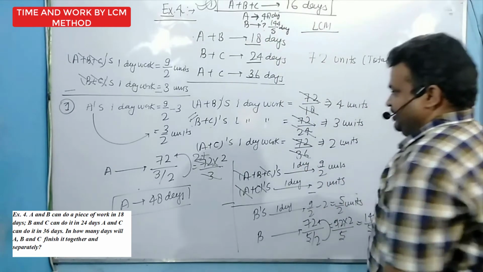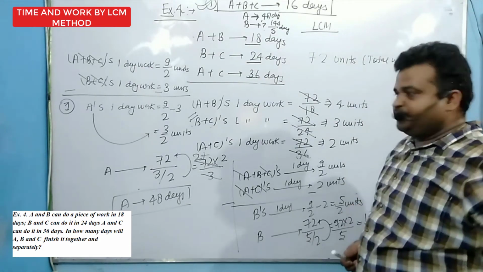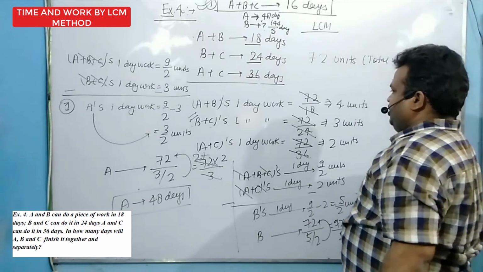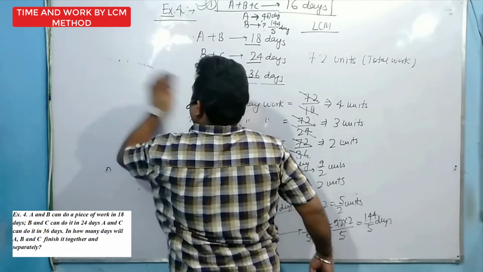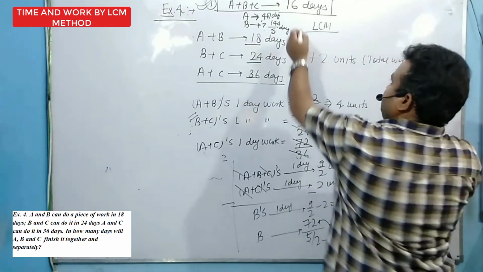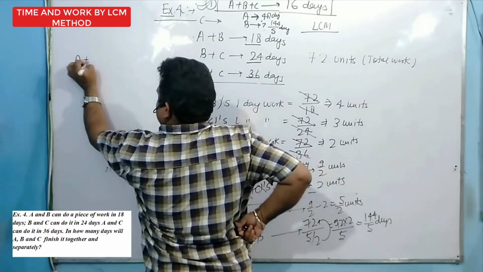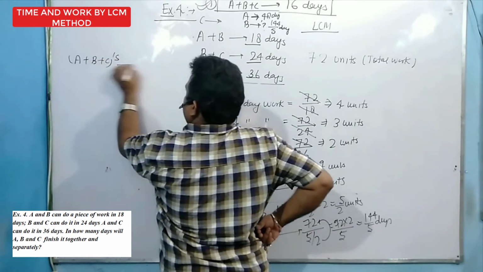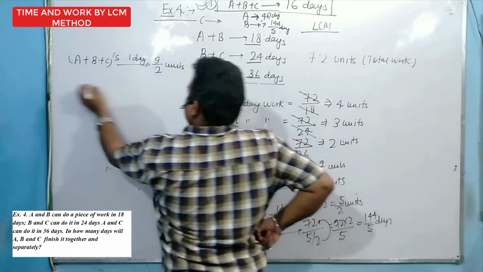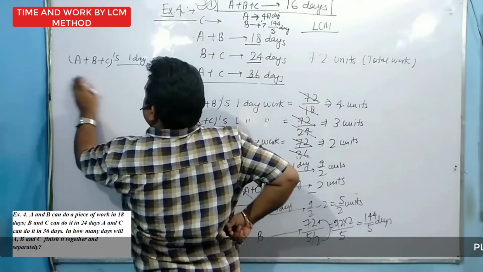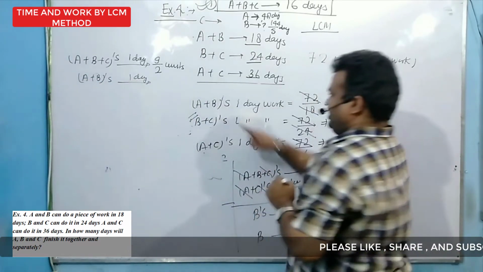Now I am going to solve the third part of the calculation. So first you note down this. Okay. So I am going to rub this one. A is done. Now how do you calculate C's 1 day work? C's भी निकालना है, C completion date. So I know A plus B plus C's 1 day work is 9/2 units. I also know A plus B's 1 day work.